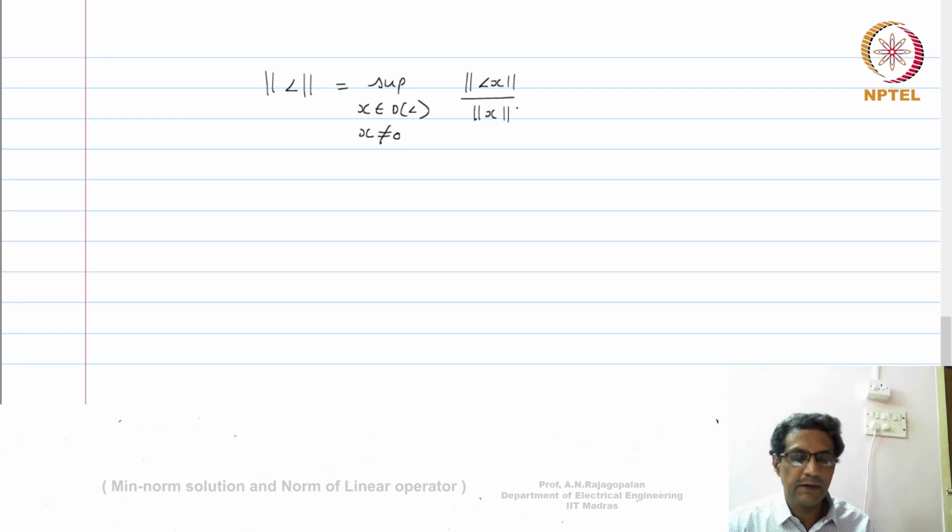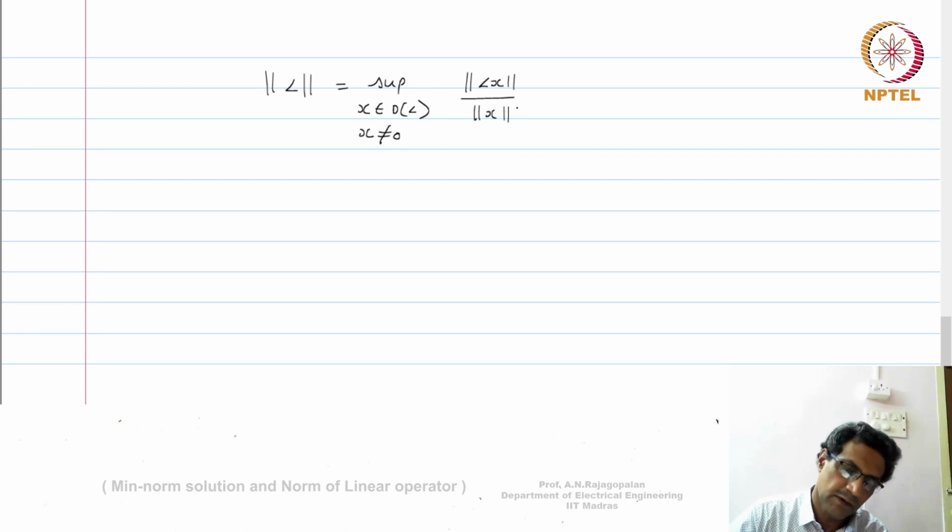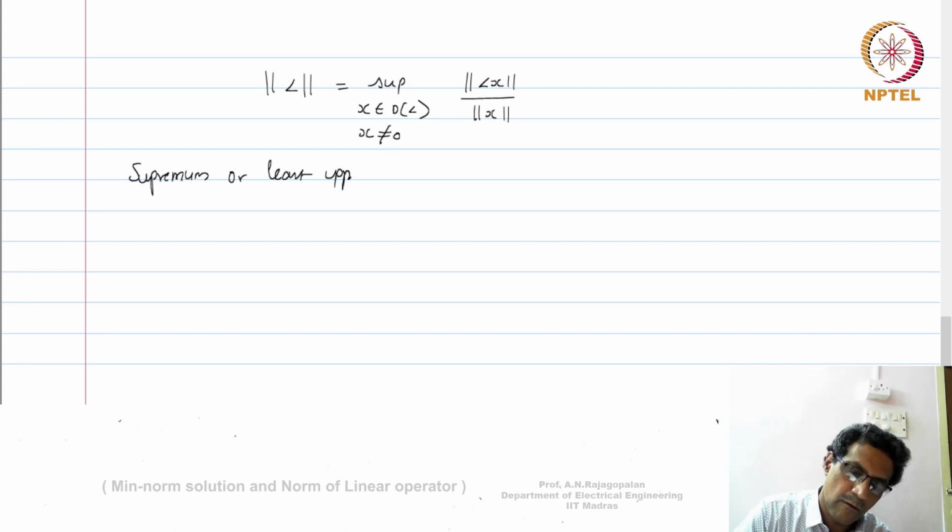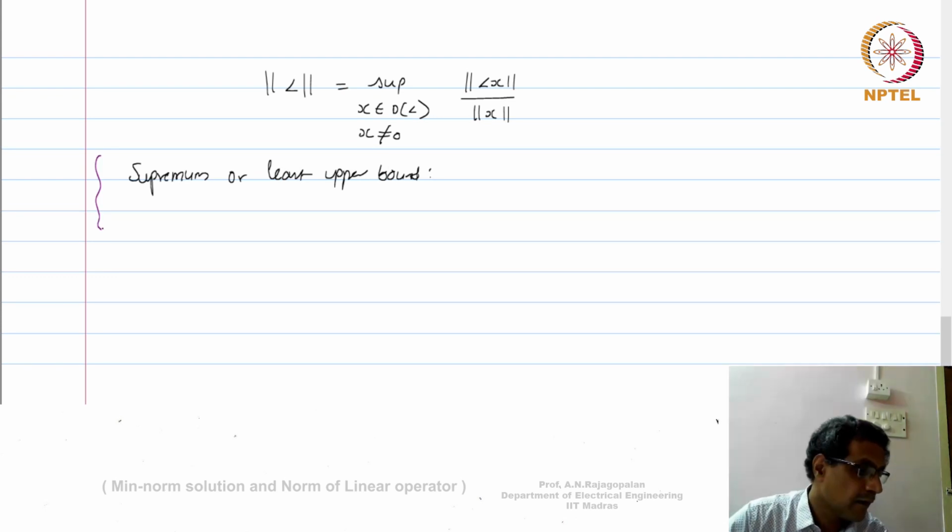Now, when we write supremum, we should understand that supremum is not the same as maximum. It's a slightly more general idea. For those of you who are wondering what supremum is, it is also called the least upper bound. This is simply an aside.